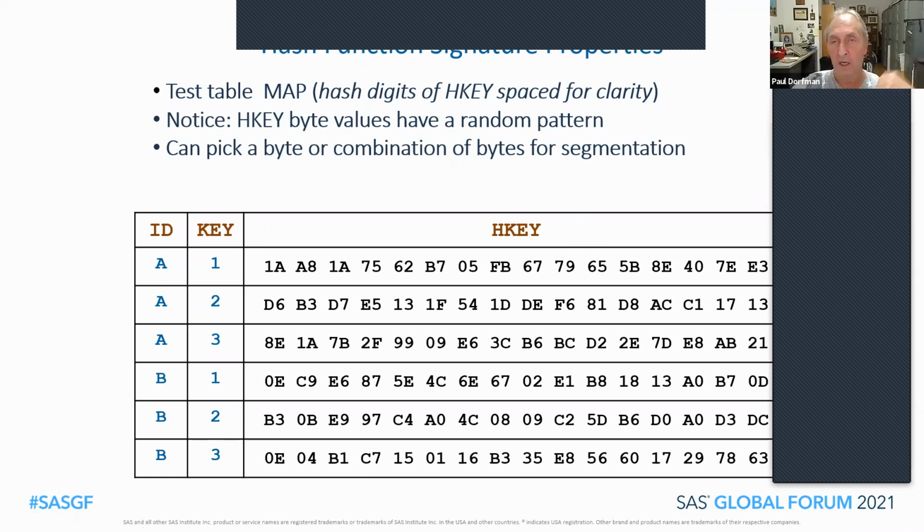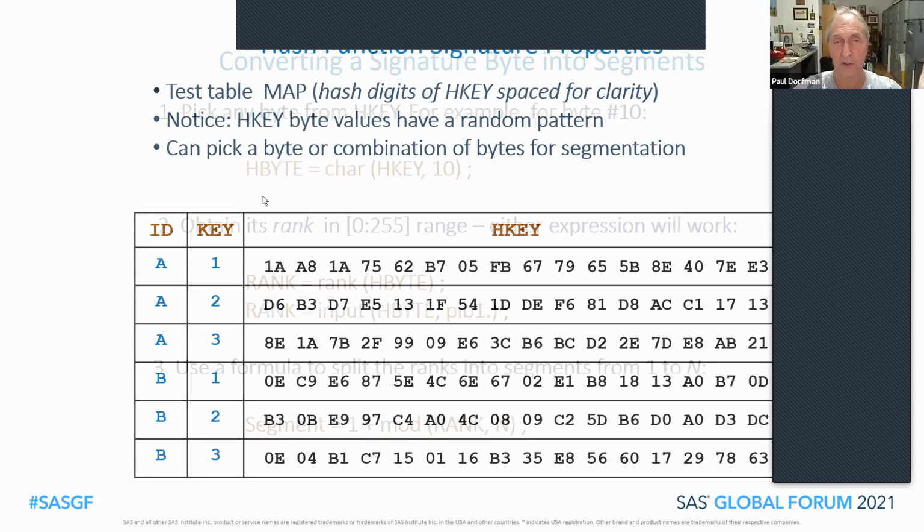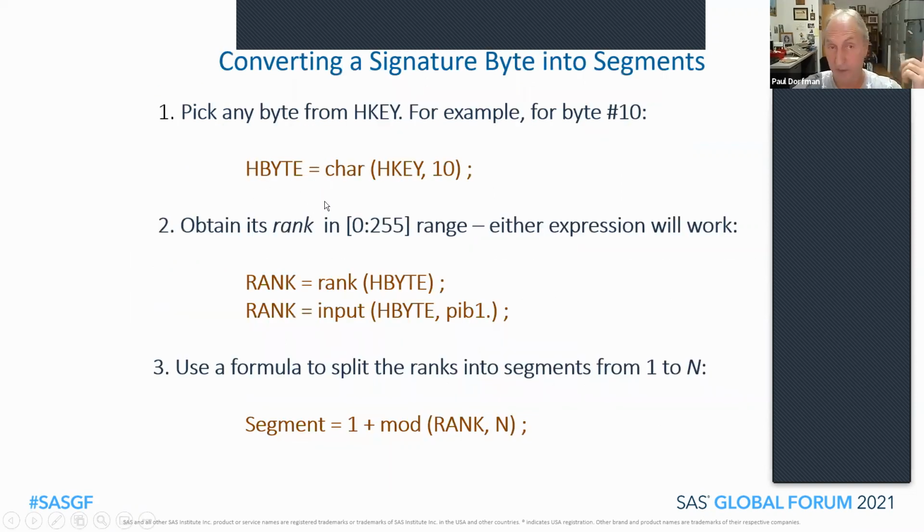Now we have to create a segment to assign to each pair of ID key. So how do we do that? Well, we can pick any combination of bytes from H key, or any byte for that matter. Let's, for example, pick byte 10. We'll create a one-byte variable called H byte, which is simply the 10th byte of hash key H key. Now let's obtain its rank. It's just numbering in the collating sequence. Either of these formulas right here will work.